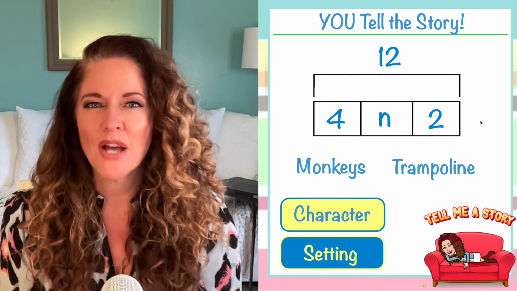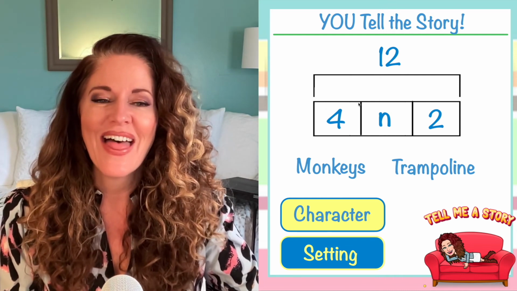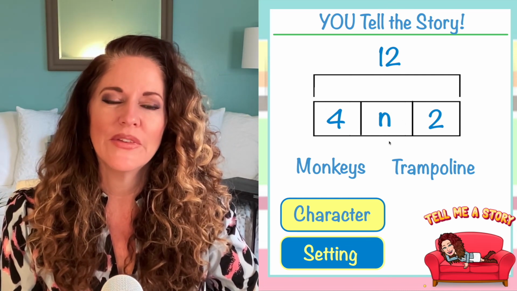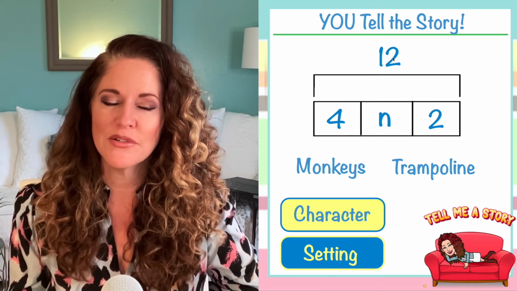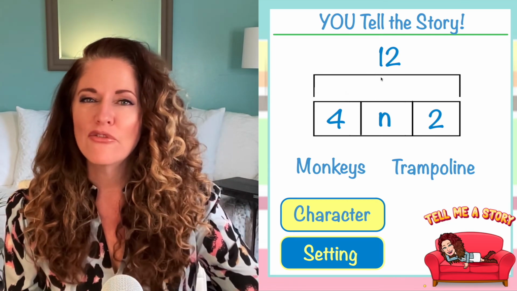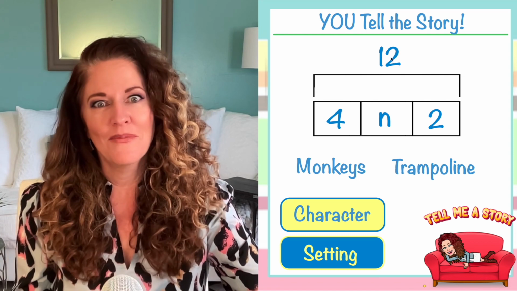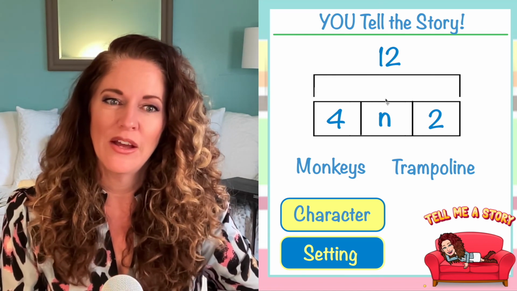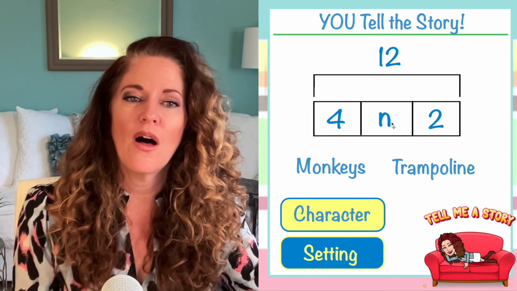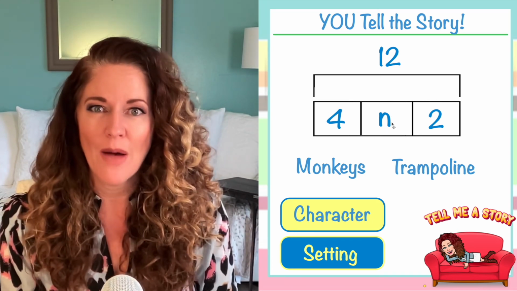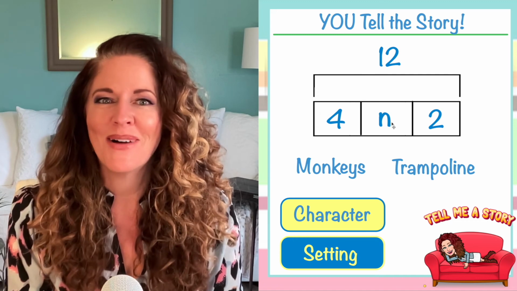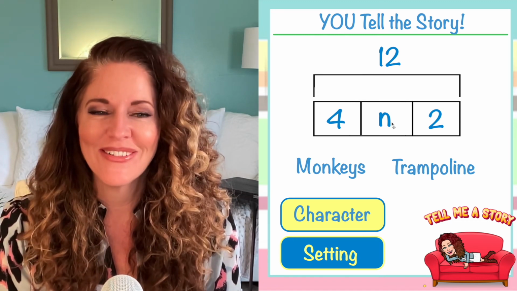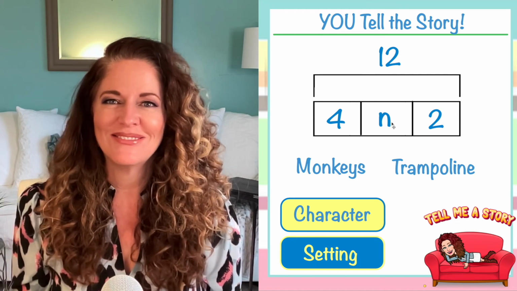Okay, so now it's time to come up with our question. Think back to what you said here. Like Miss Purser said, there were 12 monkeys, 4 did backflips, some fell off, and 2 just sat down and got bounced around. So here was my ones that fell off. So my question needs to be about my unknown. How many monkeys fell off? Now you come up with your question.